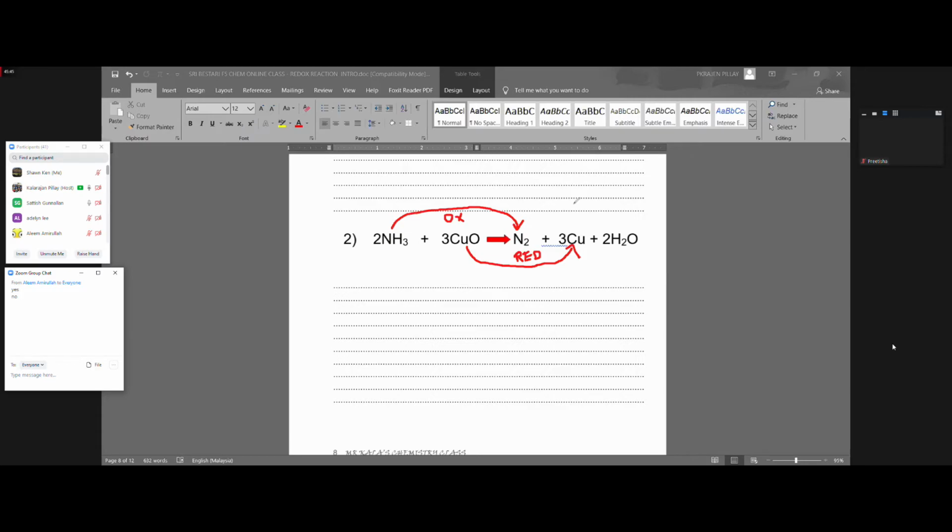Then comes your last two, OA and RA, which is your oxidizing agent and reducing agent. Satish, continue. Copper 2 oxide acts as an oxidizing agent. Very good. CuO is your oxidizing agent. Reducing agent? Ammonia acts as a reducing agent. Well done. That's all, 5 points. I only need the 5 points. Okay, one more.